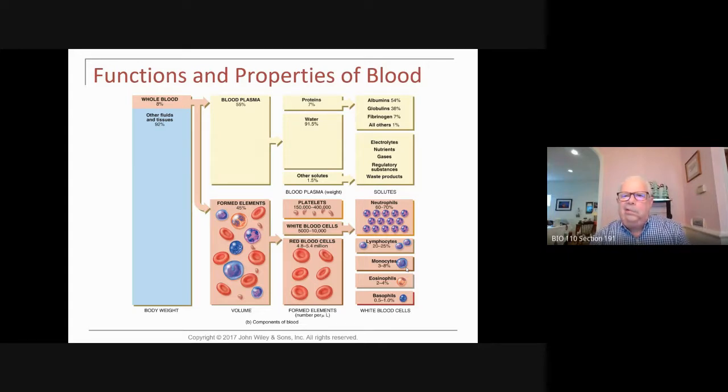Let's talk about the plasma proteins. Albumin. Albumin is the most abundant plasma protein. I'm going to ask you that question. I don't care if you know it contains 54% of the proteins. I want you to know it's the most abundant. And I want you to know its function. Albumin, its function is to maintain your blood pressure.